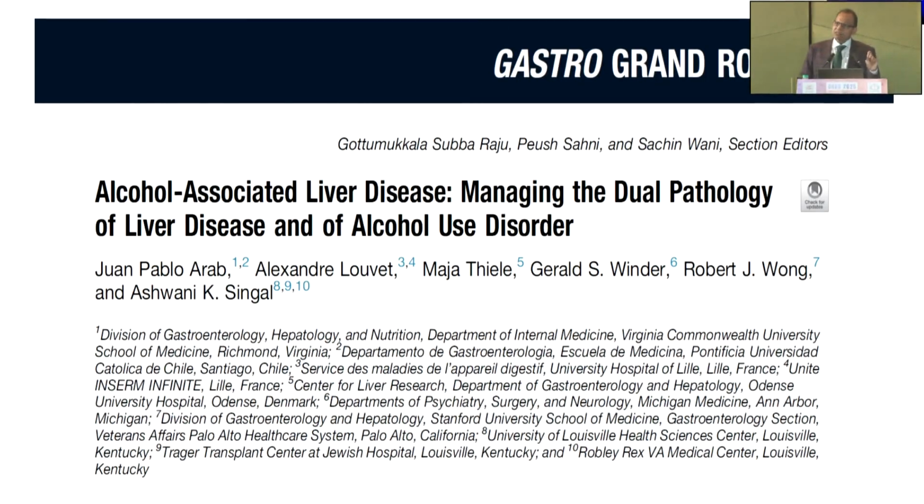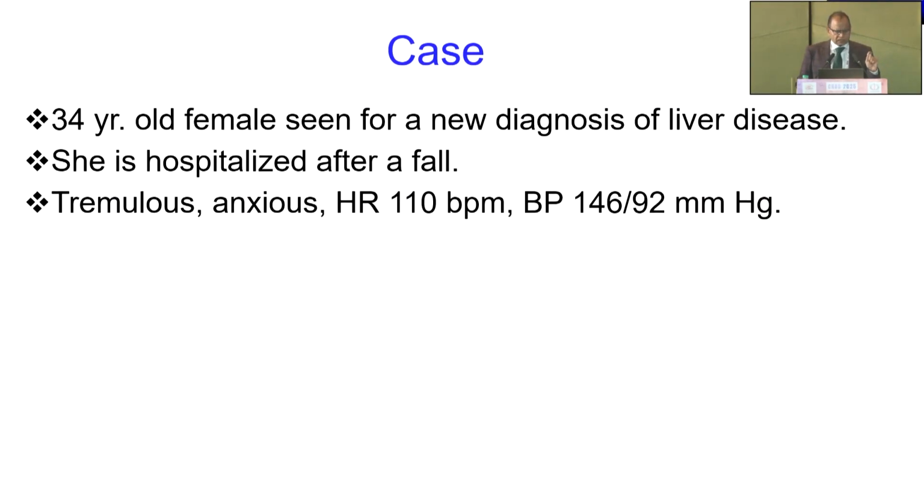I take up this case because Anil specifically asked me to do a case-based presentation. So I take this case which we published in Gastroenterology, and I'll take you through the journey. I cannot go through the whole scenario of this case, but just focusing on the alcohol use disorder. So the case starts like this. This is a 34-year-old female seen for a new diagnosis of liver disease. She was hospitalized after a fall. She was obviously having signs of alcohol withdrawal.